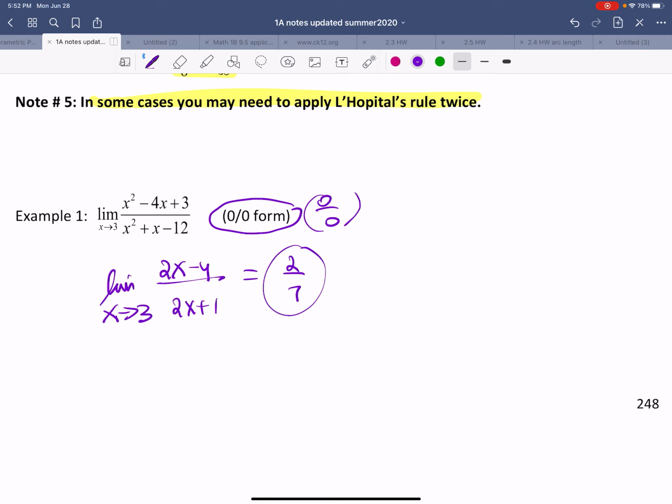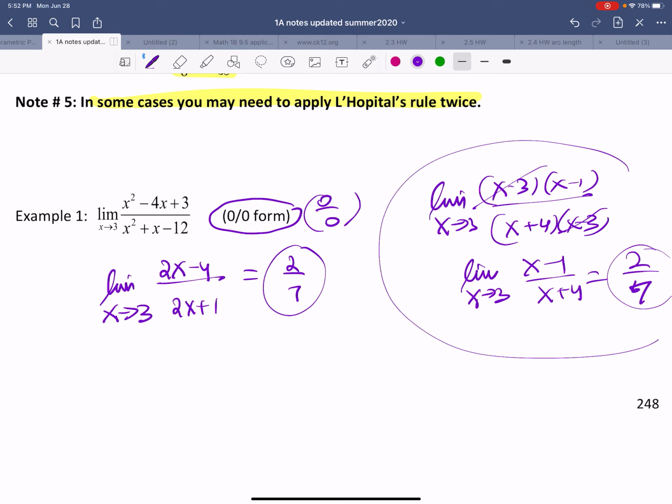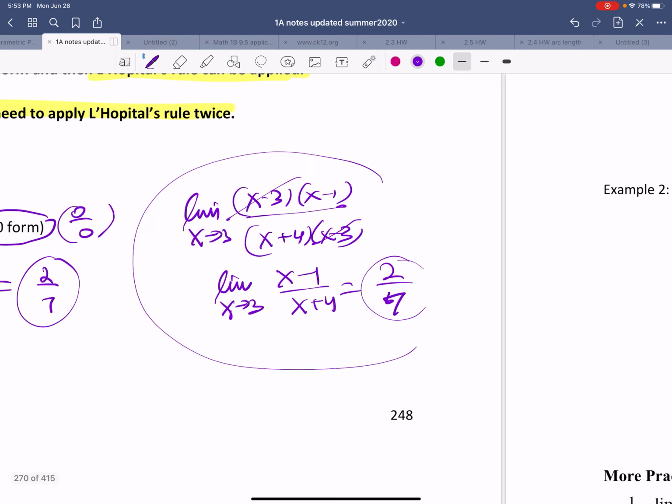2/7 is the limit. In the previous chapters, we evaluated this limit by factoring: x minus 3, x minus 1 over x plus 4, x minus 3. These cancel, so the limit as x approaches 3 of x minus 1 over x plus 4 is 3 minus 1 is 2, 3 plus 4 is 7. So you get the same limit using L'Hopital's rule. This is just to show you that we have done these problems with a different technique earlier. You can also evaluate the limit numerically. That would be the last thing to try. If nothing else works, then use the numerical method to evaluate the limit.